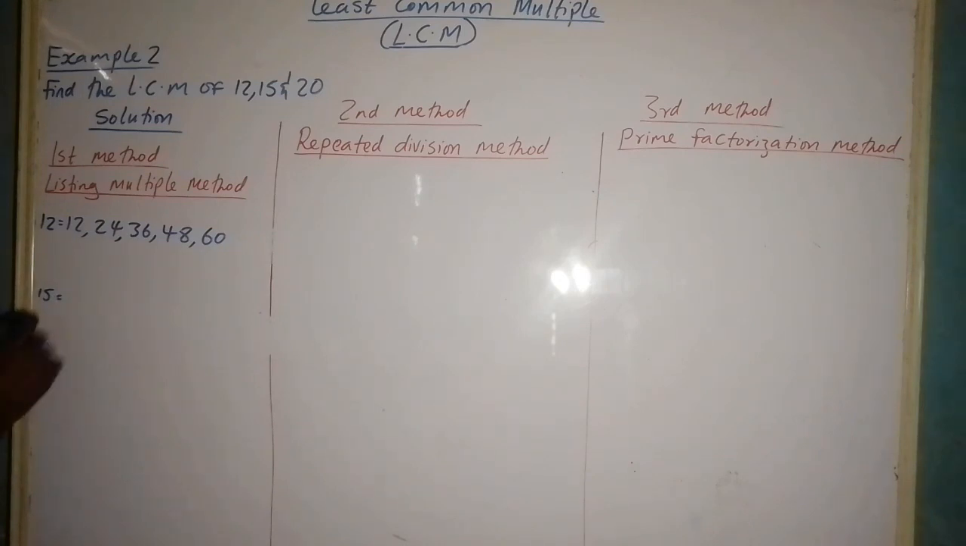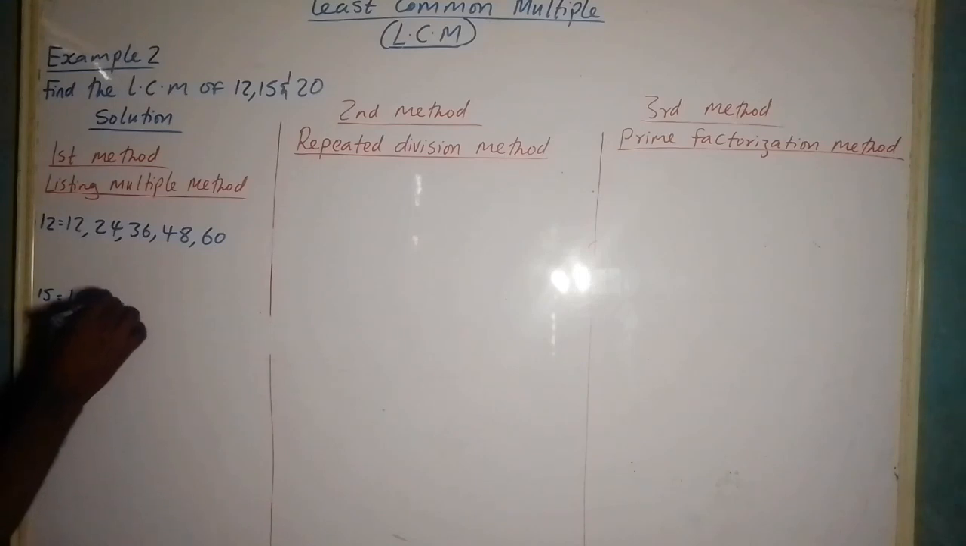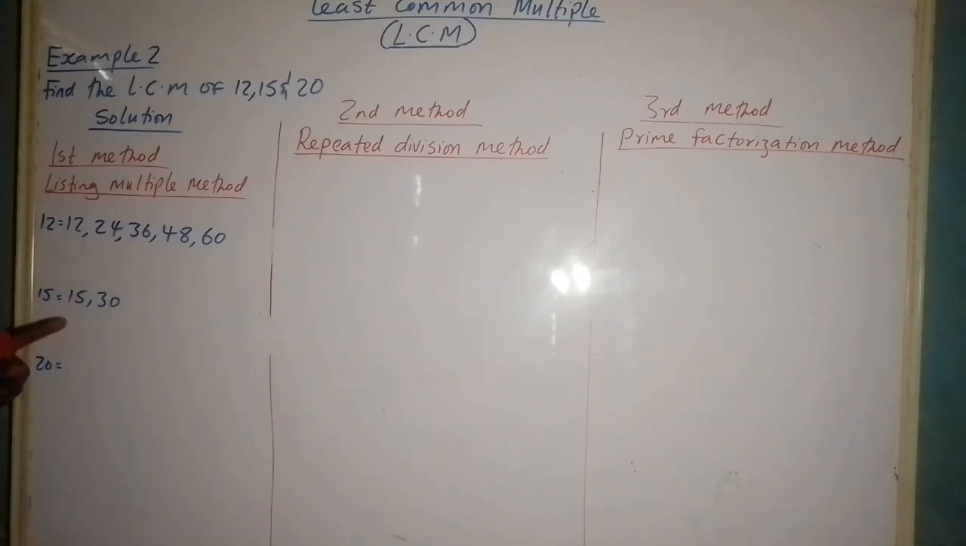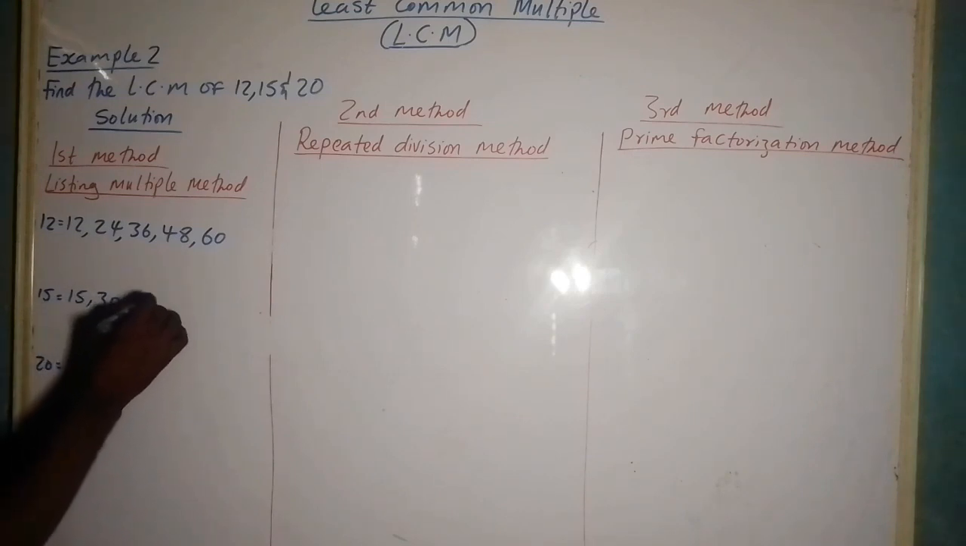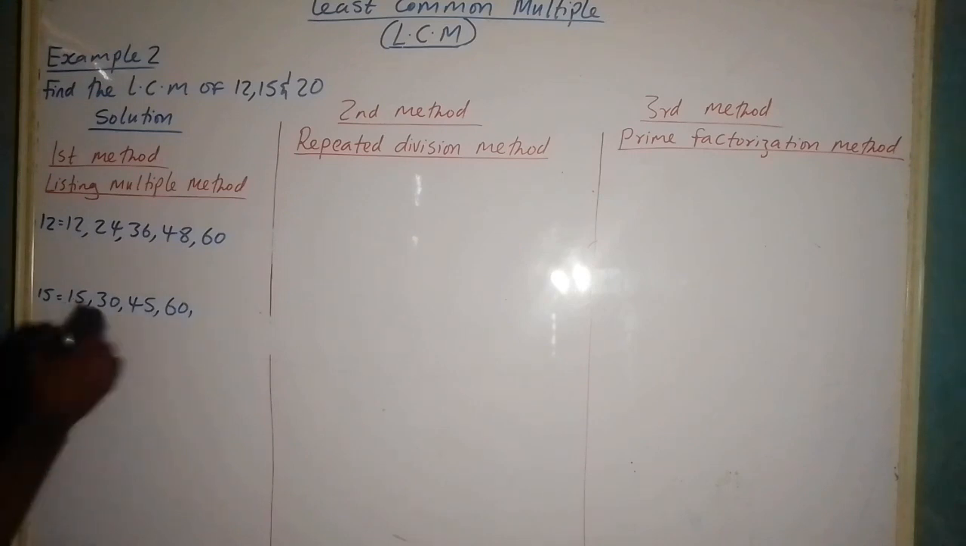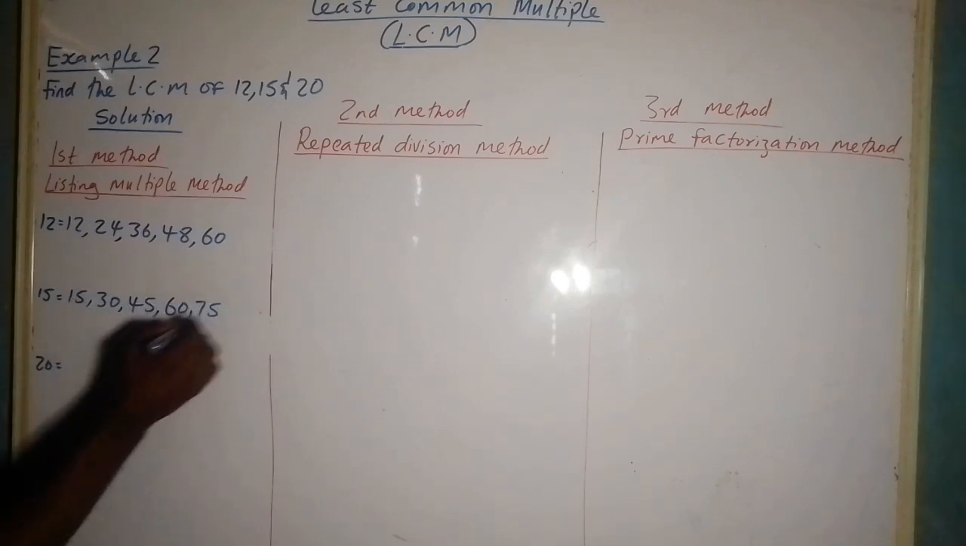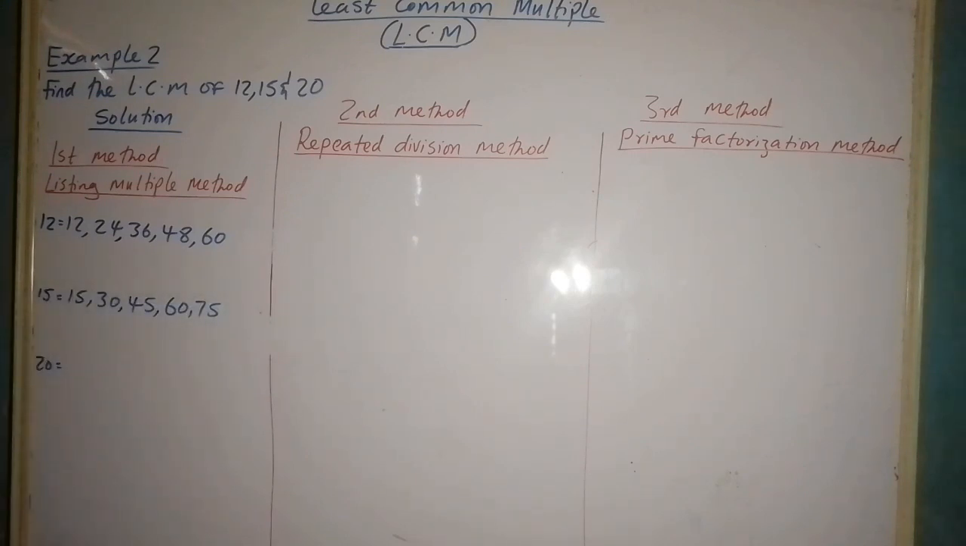Now let's take 15. 15 times 1 will give us 15. 15 times 2 will give me 30. In other words, 15 plus 15 is 30. Now 30 plus 15 is going to give us 45. 45 plus 15 is going to give us 60. 60 plus 15 will give you 75. Okay, it's up to 5.